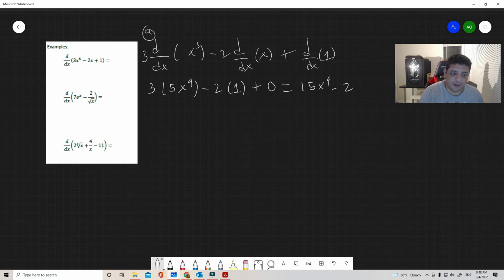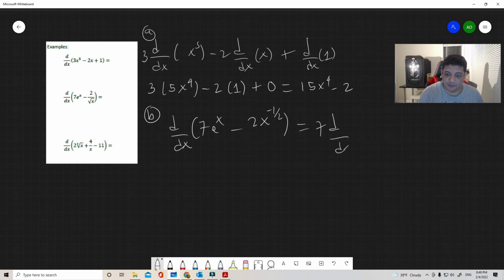Now, for the second one, we have the derivative of 7 e to the x minus 2 square root of x, but I can represent that square root of x as x to the 1/2, right? Or I can just put it on the top and see it as x to the minus 1/2. That way I convert the root into a power and I put it on the top. Now this is going to be 7 times the derivative of e to the x minus 2 times the derivative of x to the minus 1/2.